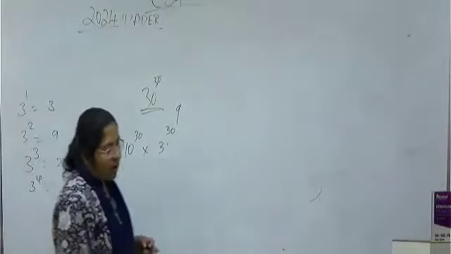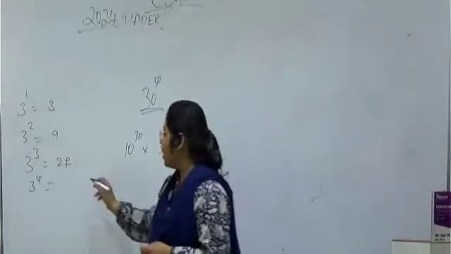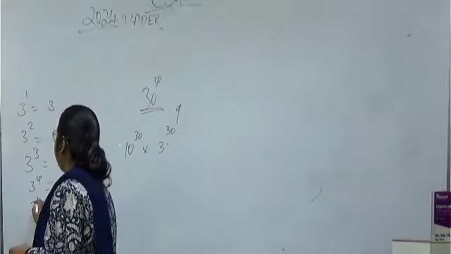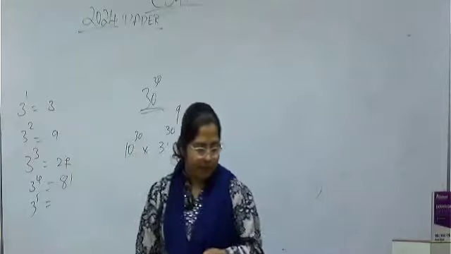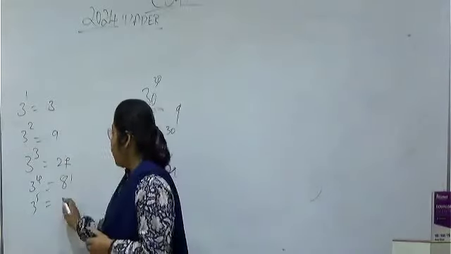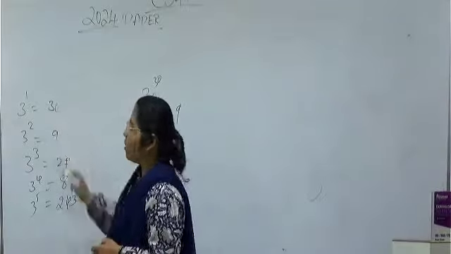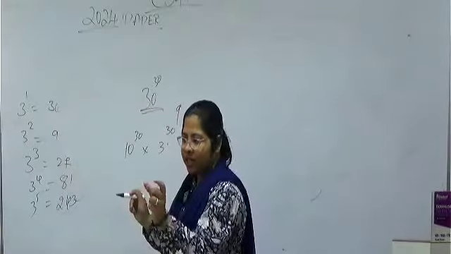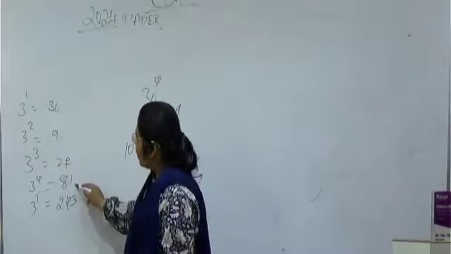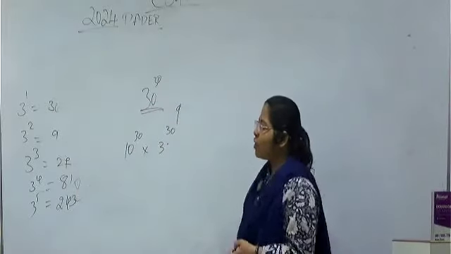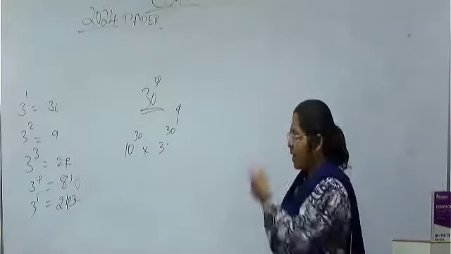3 to the power of 4. The value of 3 to the power of 4 is what? 81. Right? What is the value of 3 to the power of 5? 243. That means any 3 is repeating in the units digit. How many cycles does it complete? 4 times it completes one cycle and again repeats.